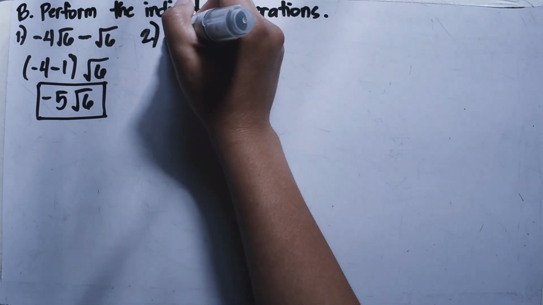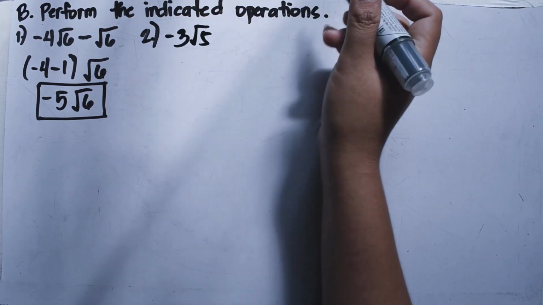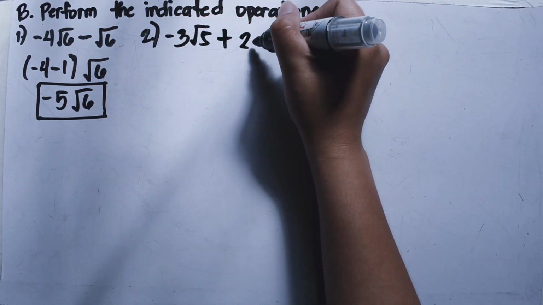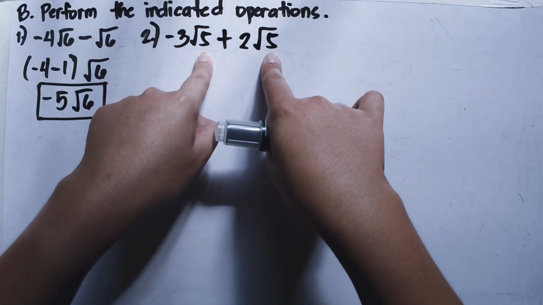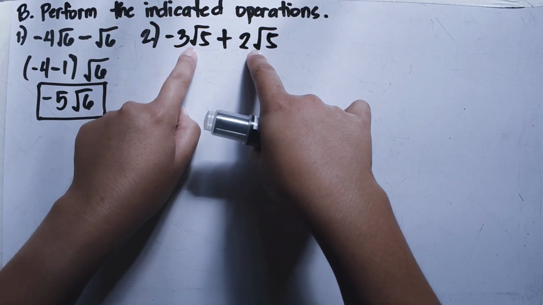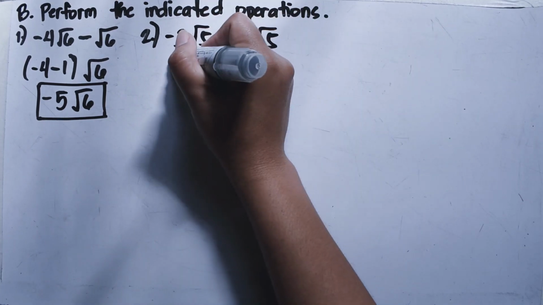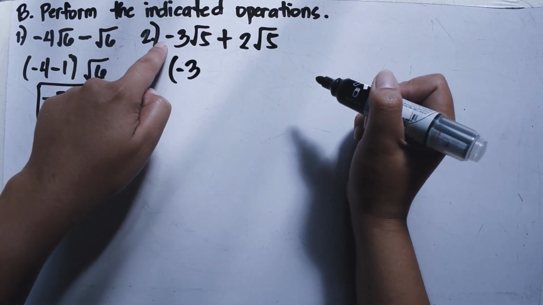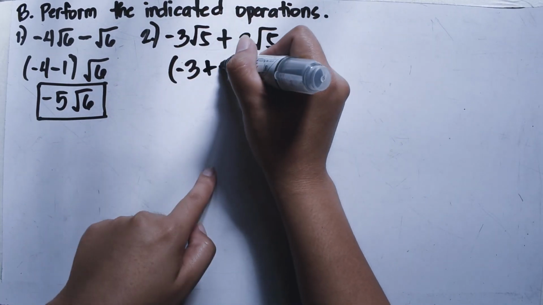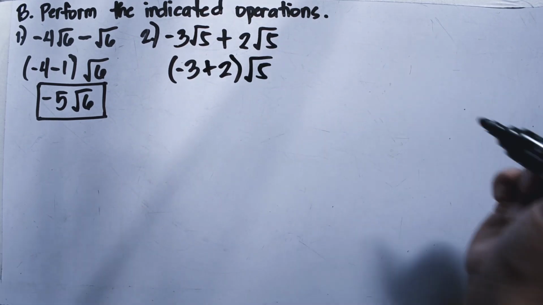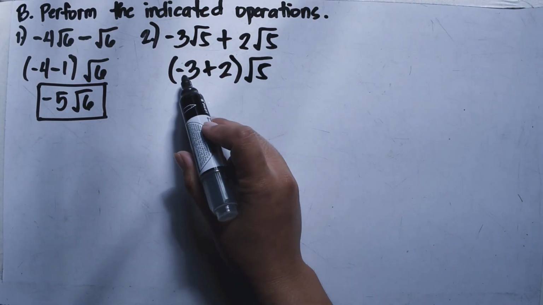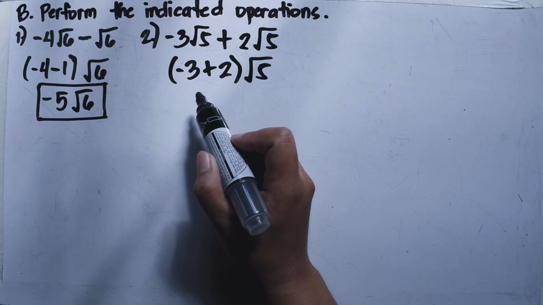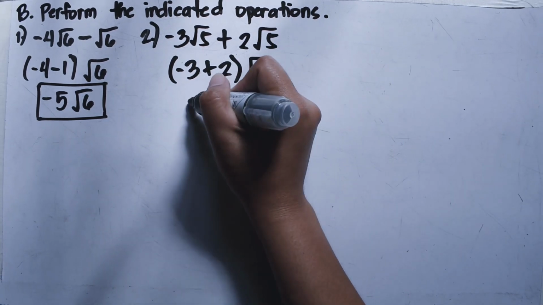So, sa number 2 in your module, we have negative 3 square root of 5 plus 2 square root of 5. Again, same radicals po sila. Pareho sila ng index na 2. Pareho sila ng radicands na 5. So, therefore, simply operate the numerical coefficient. So, we have negative 3 plus 2. And then, copy the same radicals. Then, add. So, we have negative 3 plus 2 dahil different sign, we need to subtract. So, 1. And then, get the sign of the higher number.